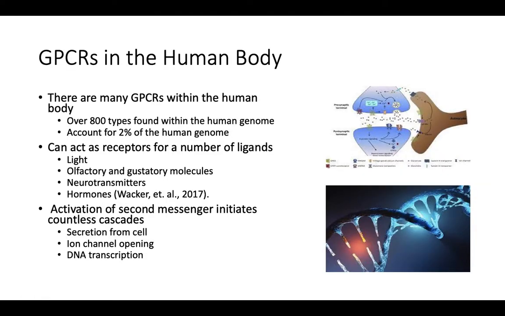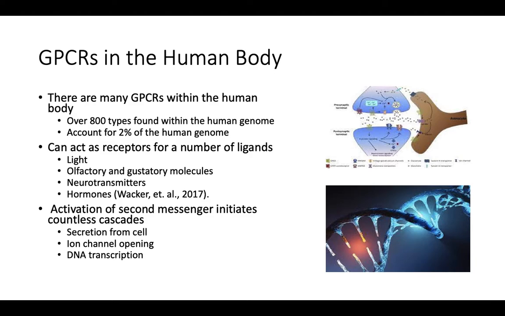Okay, and then another important part of signal transduction is knowing what it does in the body. So we already looked at it at a biochemical level, but we're going to kind of zoom out at a bird's eye view here. And it's important to note that there are many GPCRs within the human body. We have over 800 types found within the human genome. And to put that in perspective, GPCRs account for 2% of the human genome. So these receptors really help us function in our day-to-day lives.